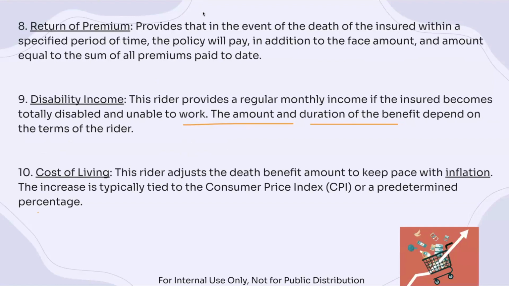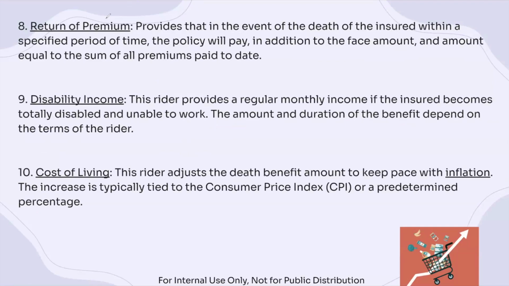Okay. And then our last three riders that we want to take a look at include our return of premium rider, which states that in the event of the death of the insured within a period of time, the policy will pay, in addition to the death benefit, the amount equal to the sum of all premiums paid to date. So it's going to pay back maybe a year's worth of premiums that you paid.